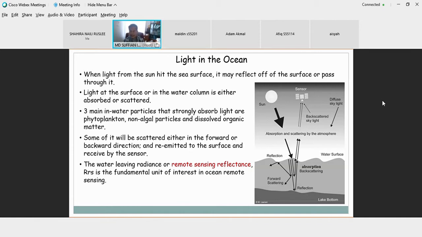Those are the main three particles that absorb or scatter light in the water column. So when changes in the light occur, these three particles play the role.